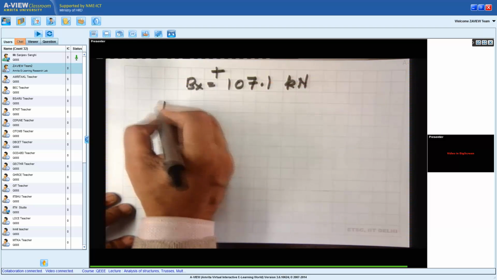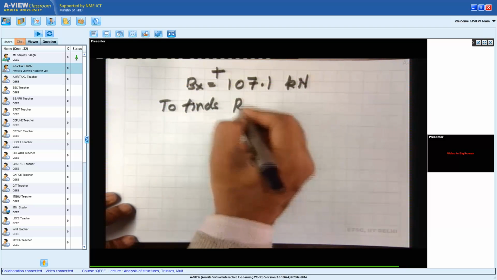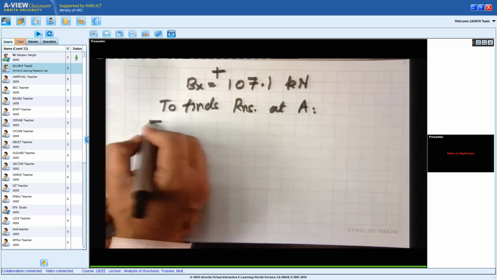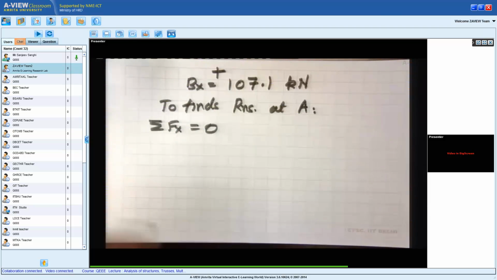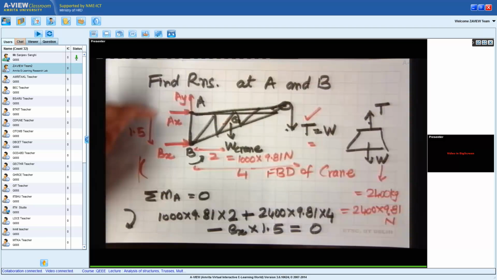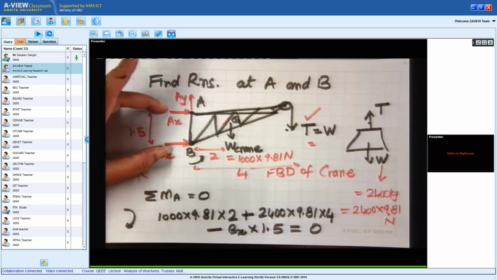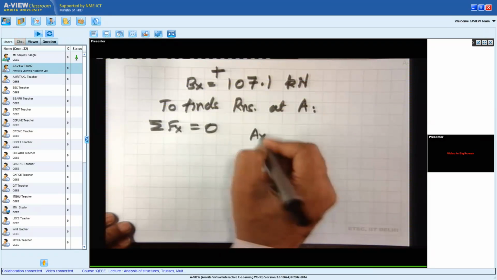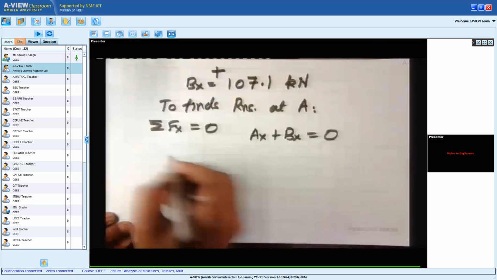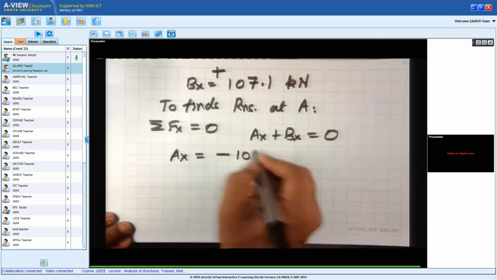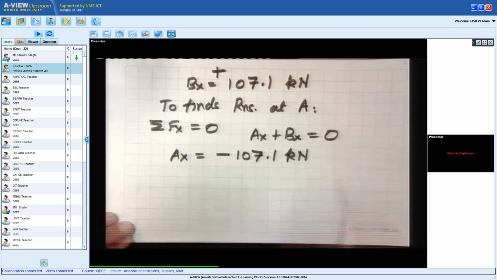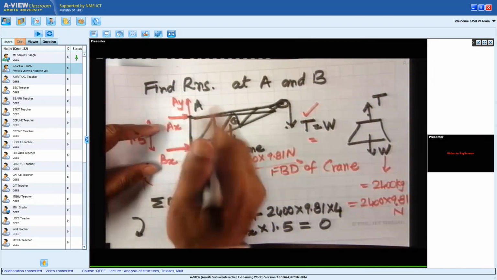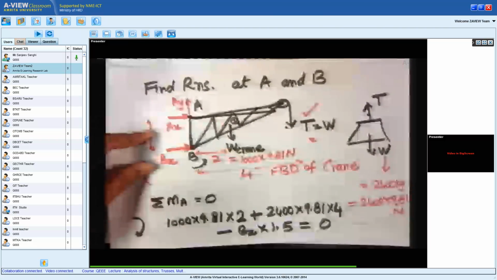So now to find reactions at A, we can either take moments about B, or we can do sigma Fx is equal to 0. Once I do sigma Fx is equal to 0, the only x components I have here are Ax and Bx. There is nothing else. So when I do this, I get Ax plus Bx is equal to 0, and this gives me Ax is equal to... what is the meaning of the minus sign? That Ax, which is acting on the crane, is actually acting in the opposite direction to what we have shown.